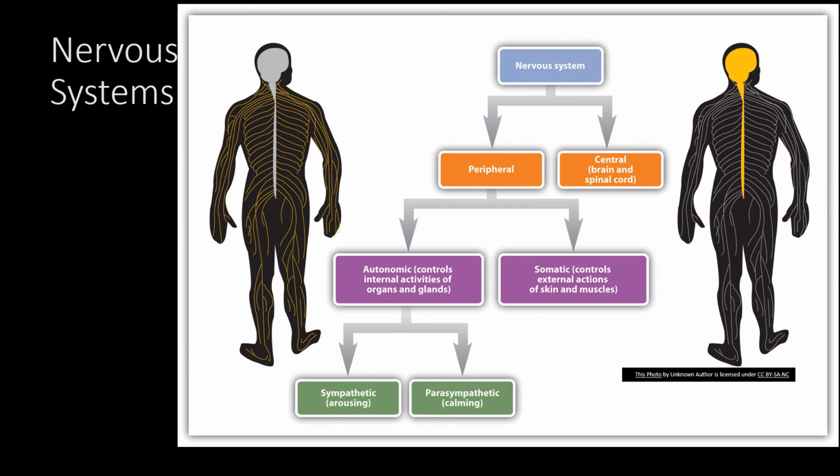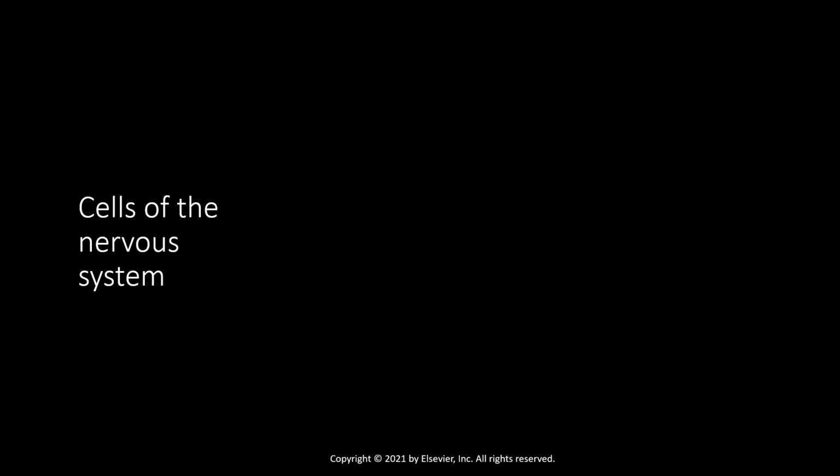So we look at the components of our nervous system. We have our overall nervous system, which breaks down to our peripheral and our central nervous system. And our central nervous system is going to be made up of our brain and spinal cord. Looking further into the periphery, we know it breaks down into our autonomic and our somatic nervous system. So our somatic nervous system is going to control external actions of the skin and muscles, and that's what we have voluntary control over. Our autonomic nervous system, we do not have voluntary control over, and that controls the internal activities of organs and glands. And that will break down to our sympathetic and our parasympathetic. Remember, our sympathetic is our fight or flight, and our parasympathetic is when we are relaxed.